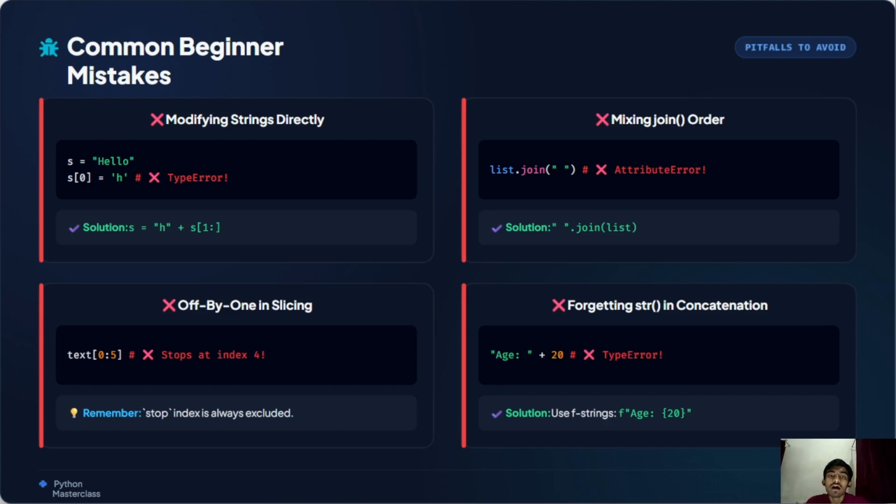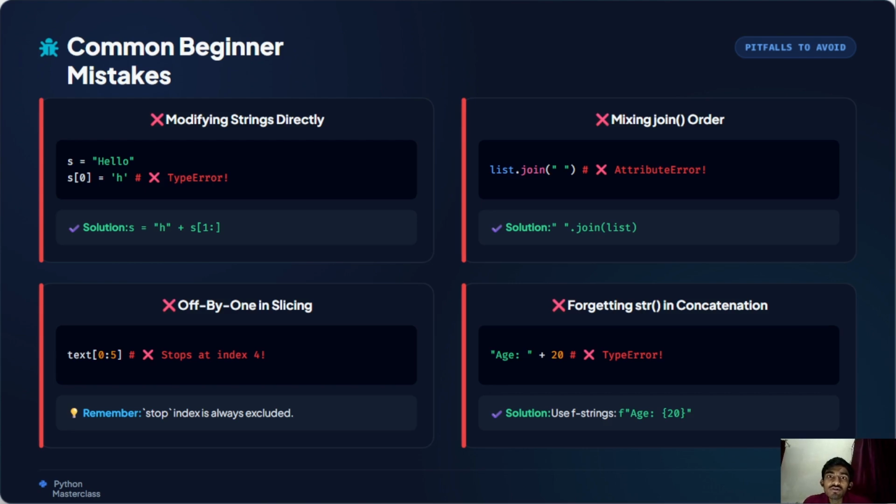Mistake one: forgetting that indexes start from zero. Many beginners start counting the position from one instead of zero, so that's an error. Another error is accessing an invalid index. When we try to access an index that is not present in the string, like Python has only 6 characters, but when we try to access the 10th character, it will cause an error because it is out of range.